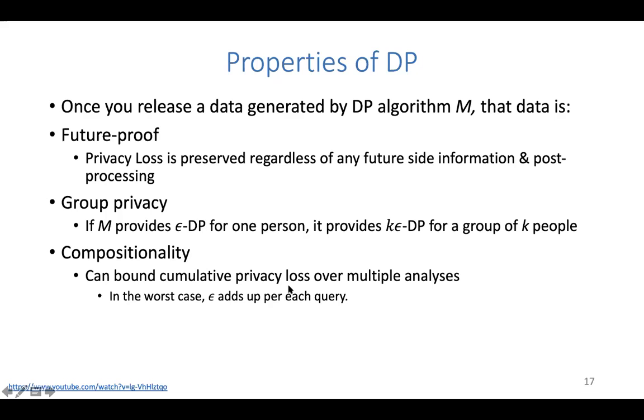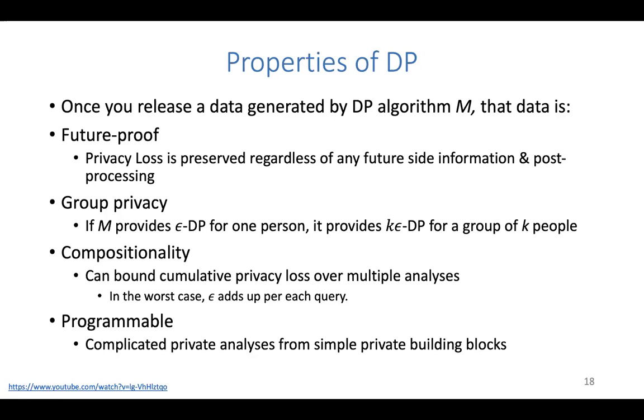So if you do 5 queries with the epsilon differential private algorithm M, then the total worst case loss is 5 times epsilon. But that is the worst case. Still, this is a very powerful theorem, because of this you can approximate how much total privacy loss cost there was for the entire series of analyses.